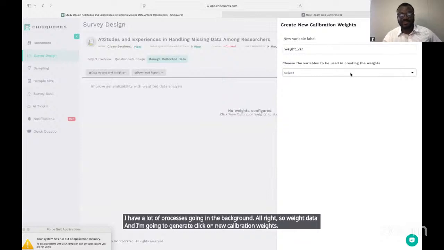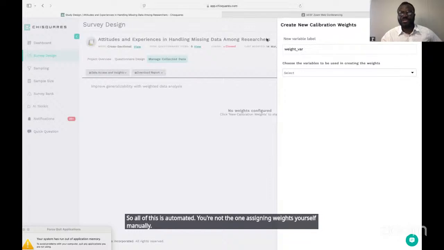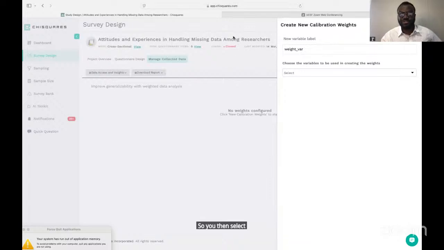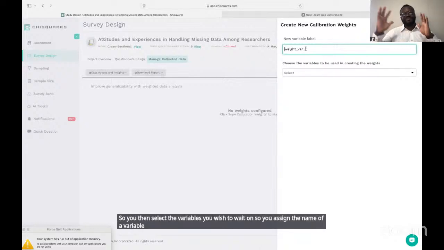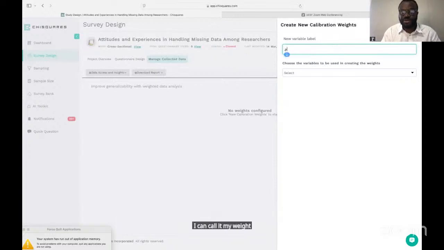So all of this is automated. You're not the one assigning weight yourself manually. So you then select the variables you wish to weight on. So you assign the name of a variable. Remember, after you finish creating the weight, you should have a variable in your data set called weight, or whatever name you choose. I can call it my weight, whatever name you want to give it. That variable will be the one that will have all of the weight variables that have been created.